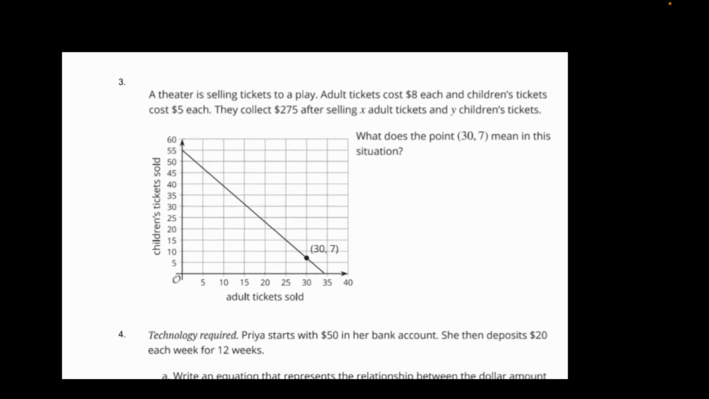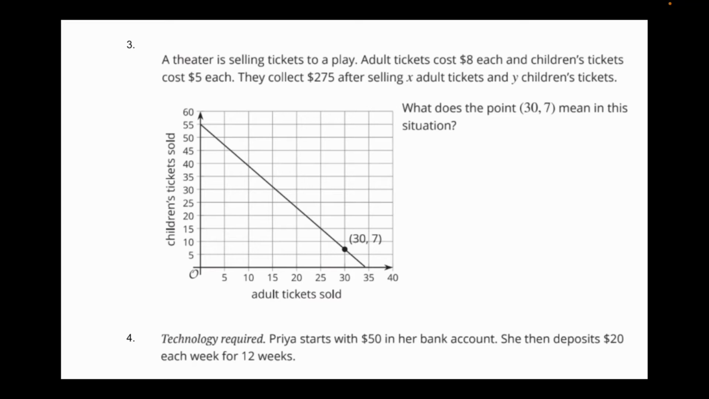So a theater is selling tickets to a play. Adult tickets cost $8 each, and children tickets cost $5 each. And they collect $275 after selling X number of adult tickets and Y number of children's tickets. So that's our background information here. You can see they have children's tickets on the y-axis, adults' tickets on the x-axis, and then this graph is representing their equation. They want to know, what does this point, 30, 7, mean in this situation?